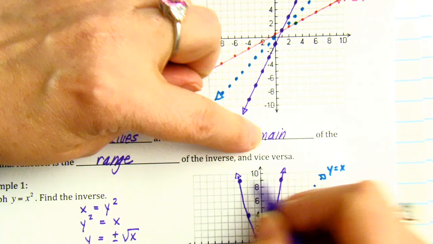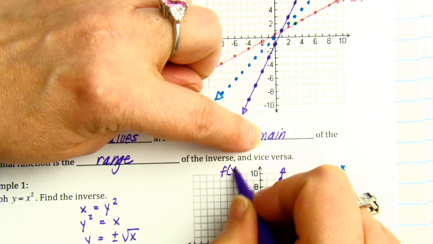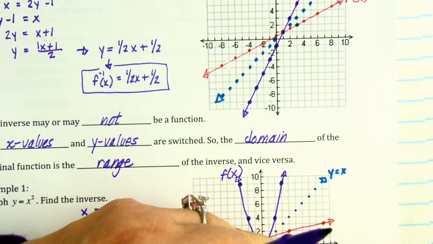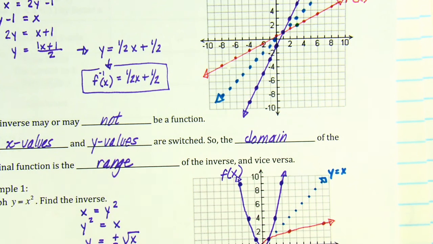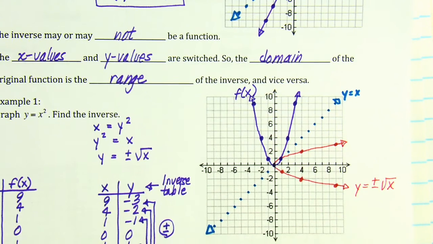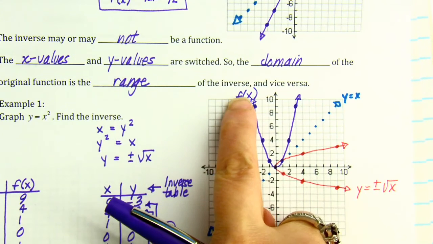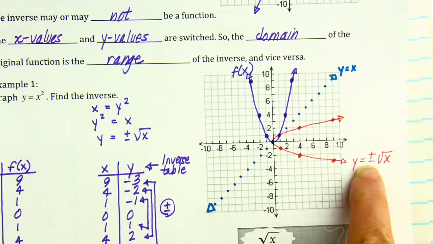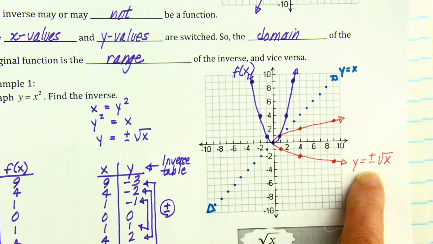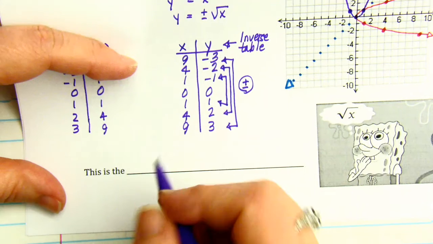Again, this was my f function, and this red graph was my y equals plus or minus square root of x. I can't say that's my f inverse of x because the inverse is not a function. Okay, so all I did here was label this, and then I labeled this with y equals what the equation is, because again, it's not a function because it fails the vertical line test. And then this thing here at the bottom, it just says this is the parent function.